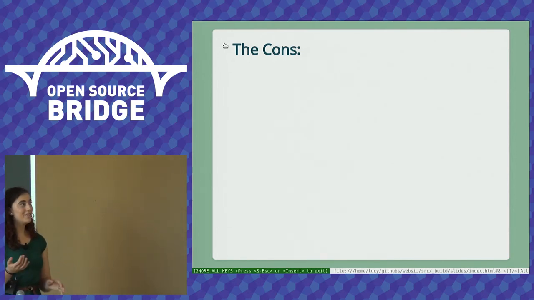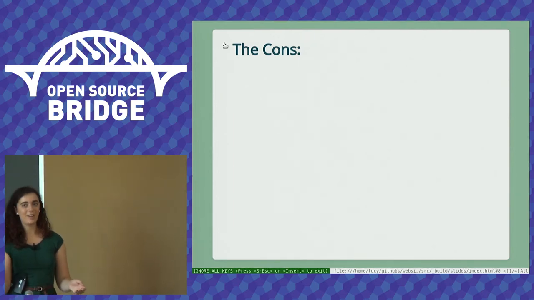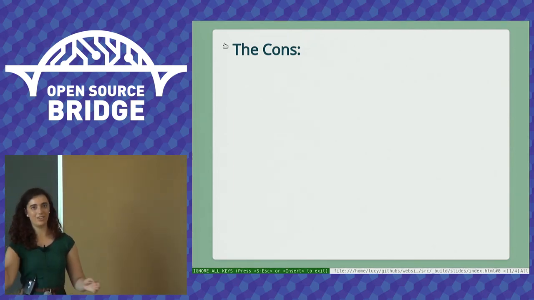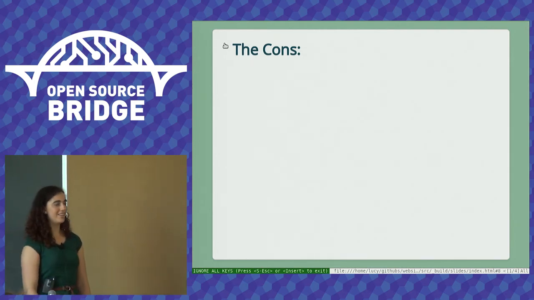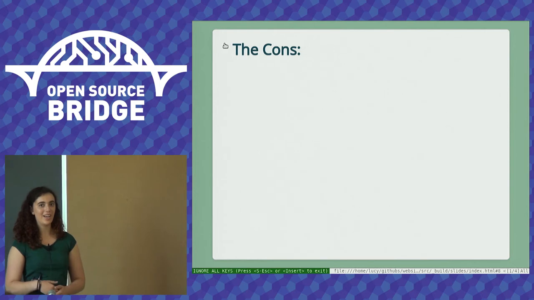So hosting it somewhere else is pretty easy. It just generates HTML files. You stick them on a server somewhere, like a DigitalOcean droplet or whatever the case may be. That part's not hard, but actually hosting it on GitHub was not easy.